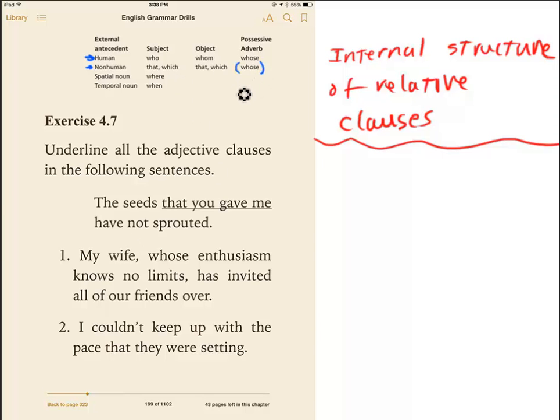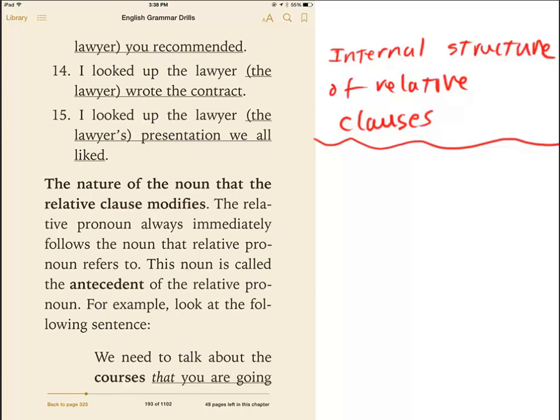We use whose again. Okay, if it's a spatial noun, we use where, and if it's a temporal noun, or a time-related noun, we use when. Okay, and we'll look at some of those examples here in a second. So that's what we're going to introduce you to. We're going to introduce you to these terms right here, or these relative pronouns.